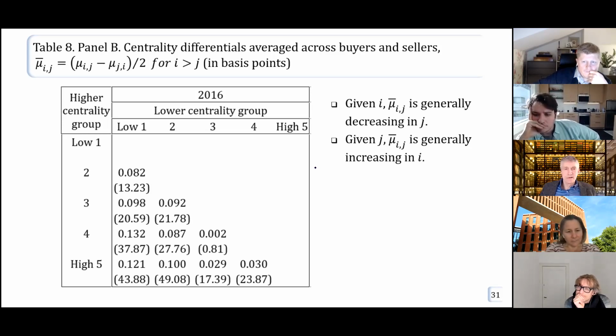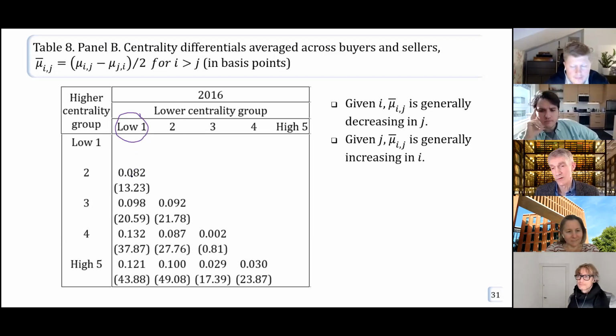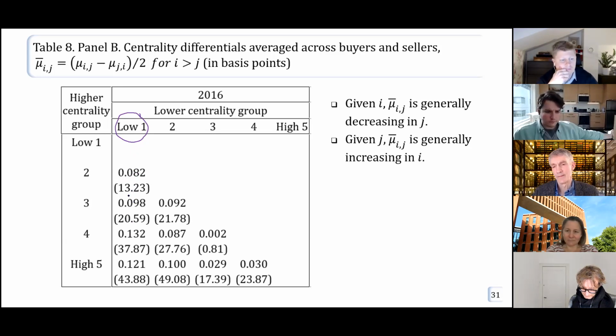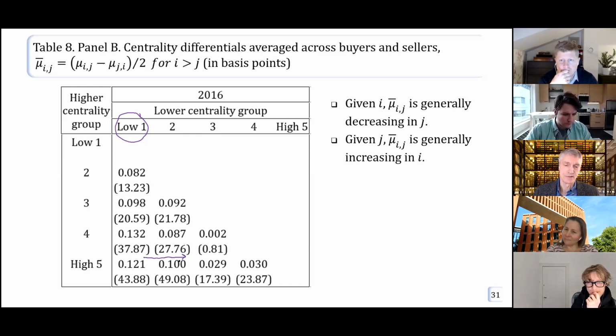For all currency pairs, these are pooled estimates. There is a pattern here of monotonicity, generally. So take, for example, somebody in the lowest centrality group. When they are trading with a group 2, group 2 does better. And the advantage, or how much group 1 loses, increases generally as the centrality of their counterparty increases. Or starting from group 5, if we move in this direction, group 5's advantage declines as they start trading with counterparties whose centrality is more comparable to their own.